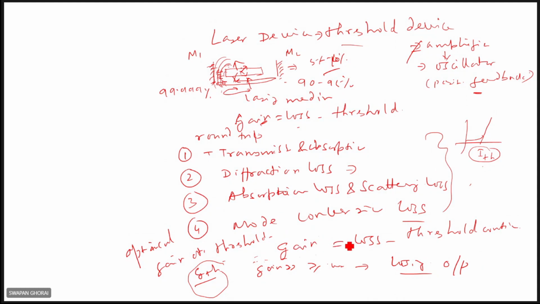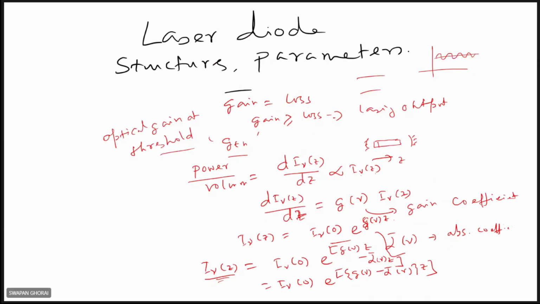When the gain equals the loss, that is the threshold condition. When gain just exceeds the loss, the power difference will be treated as the optical output. That will be the actual output, the 5 to 10% of the light that is coming out, right? So with this concept, we can find out the threshold conditions, and the gain at threshold, which is the most important parameter in all lasers, particularly for semiconductor lasers. So we're focusing on semiconductor lasers.